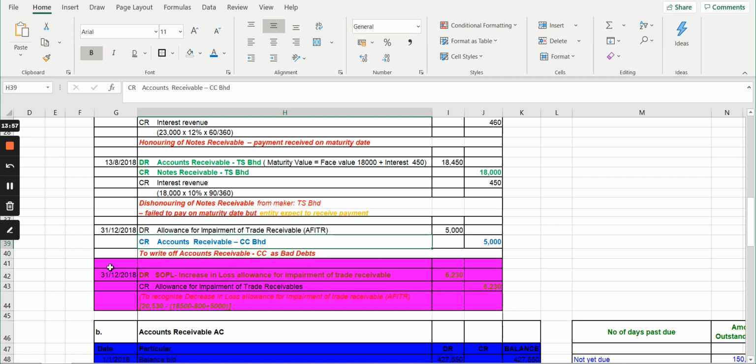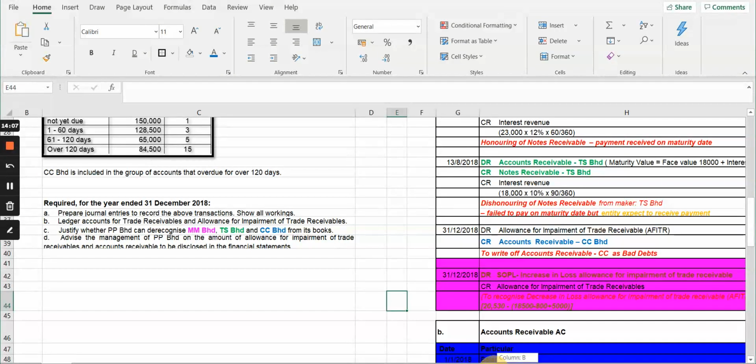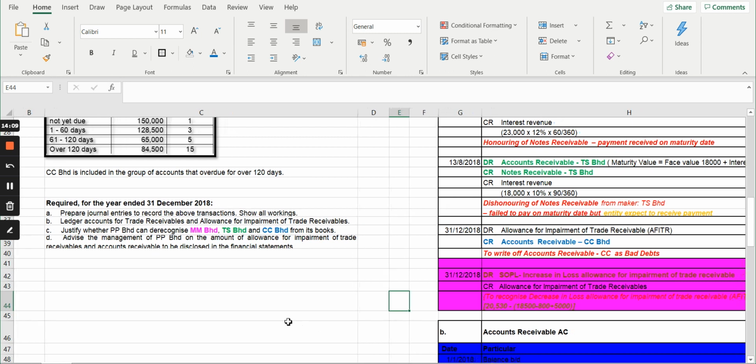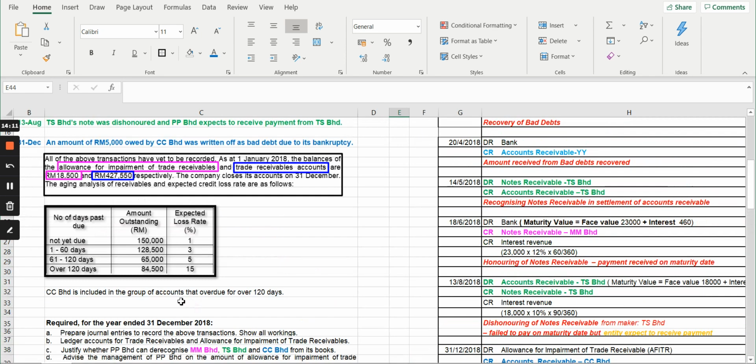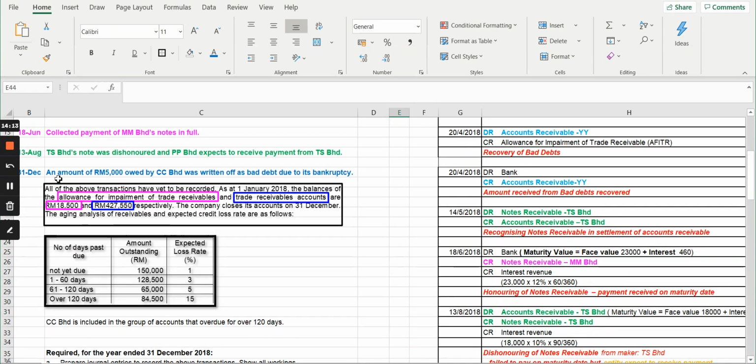It's advisable that you write the name of the debtor so that you won't be confused about who your customer is. The last transaction is to record if there is a decrease or increase in the allowance for impairment. To do that, let us look at the information given here. All of the above transactions have to be recorded. We have not recorded them earlier, but now we have.